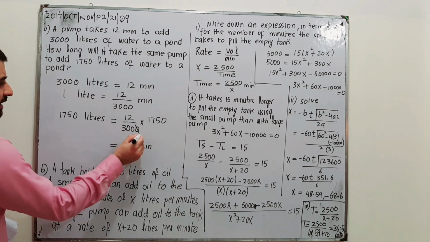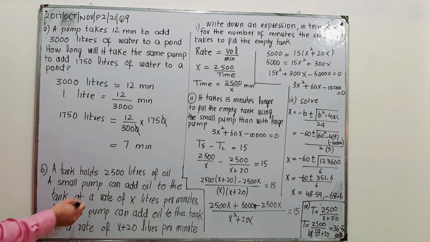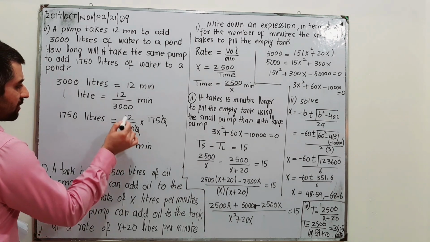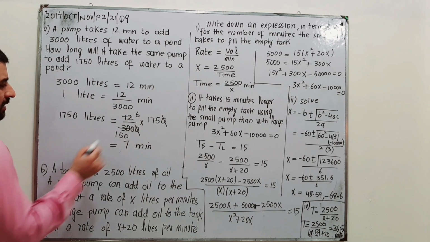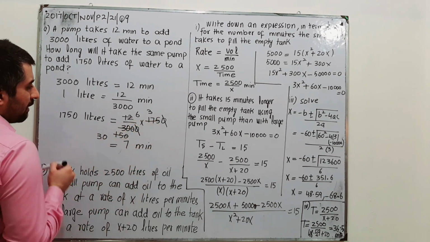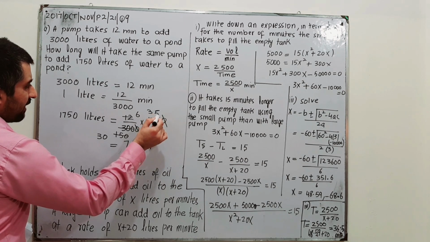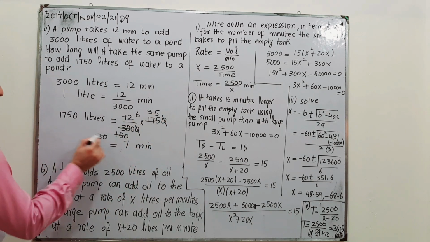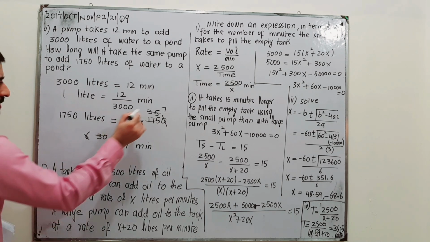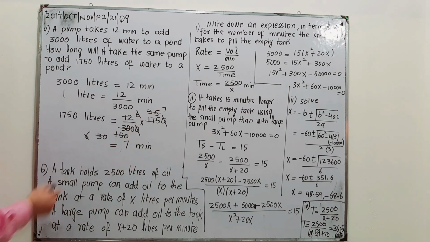You can simplify it: 0 goes with 0, and then you can do further simplification. 2 into 150 gives 300, 2 sixes are 12, then 5 threes are 15, 5 threes are 15, and 5 fives are 25, 5 sixes are 30, 5 sevens are 35. Now 6 goes with 6. The answer is 7. Part B.